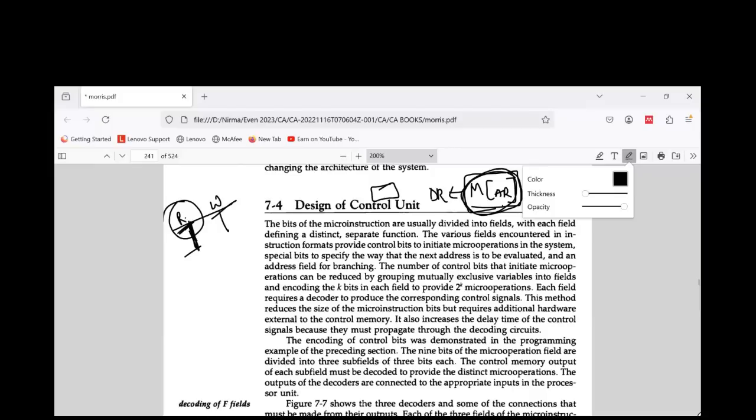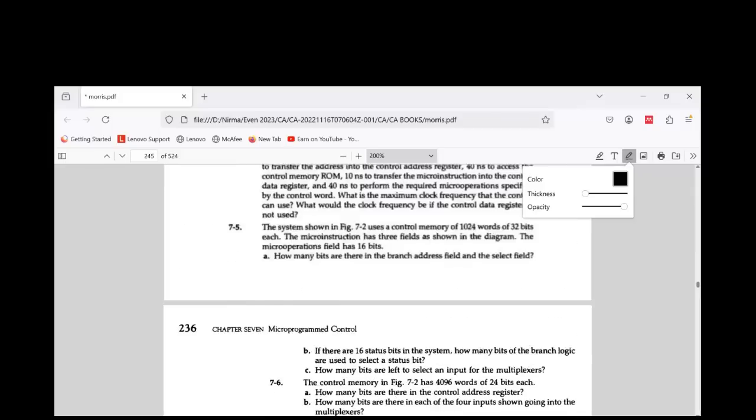Similarly, if you were asked to design the control logic for AR, what did we do? We identified those instructions which were loading some data into AR, which were incrementing the value of AR, and which were clearing the value of AR. So that was how we designed the control logic for different registers in our basic computer. Now here also we are going to do the same thing, but let us see how to do that.